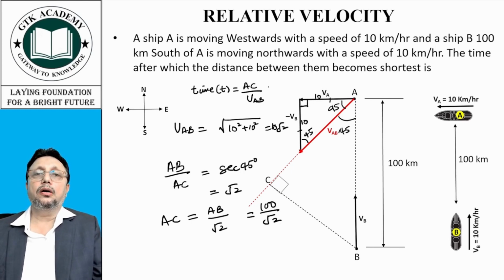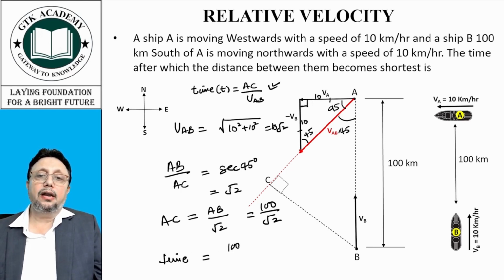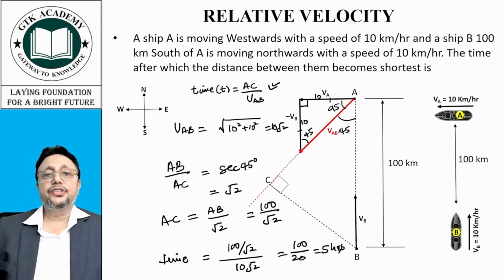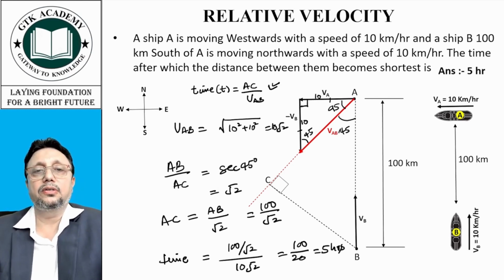So now our time is AC upon VAB. So time is equal to AC, that means 100 upon root 2, this whole upon VAB, 10 root 2, which equals 100 upon 20, which is equal to 5 hours. Let's check the answer. The answer is 5 hours.